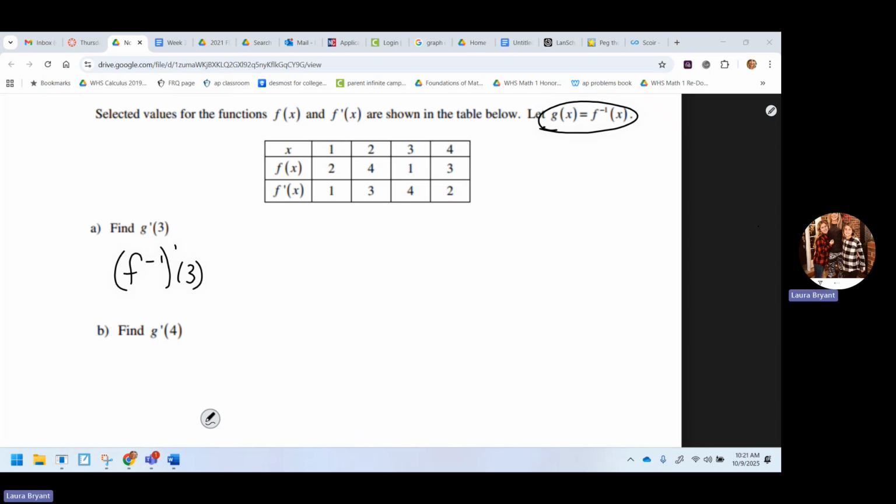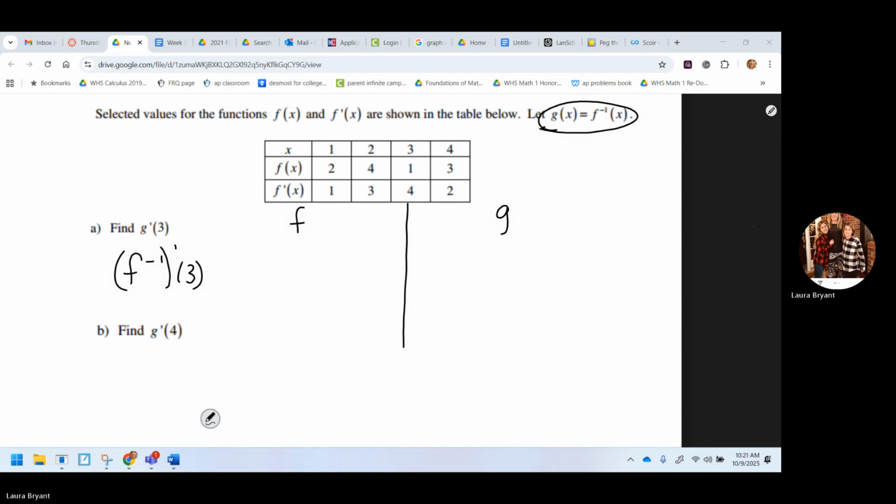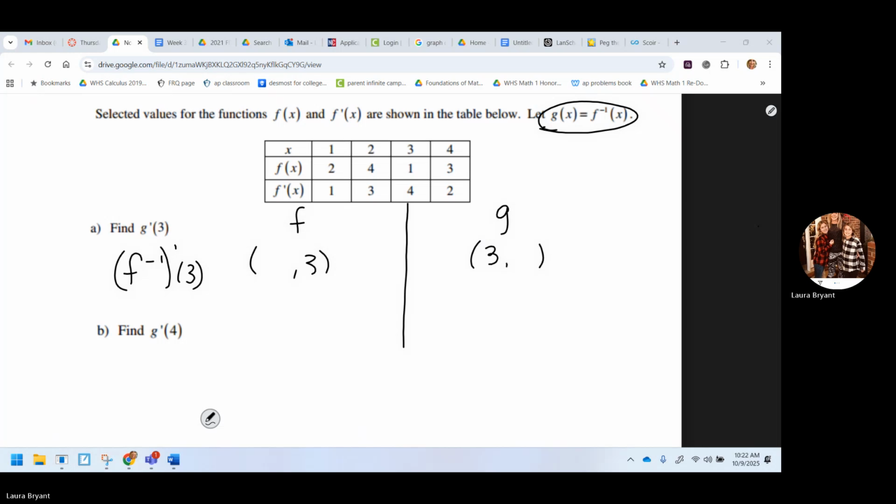Okay, so when I divide my stuff in half, this side is going to be G because it's the same as F inverse, and this side is going to be F. And when it says G prime of 3, that means my ordered pair is a 3 on this side, and over here, 3 is the Y value. Any questions on that much so far?